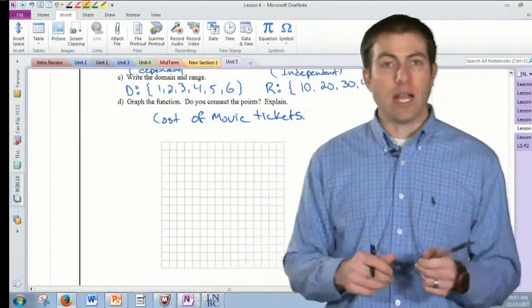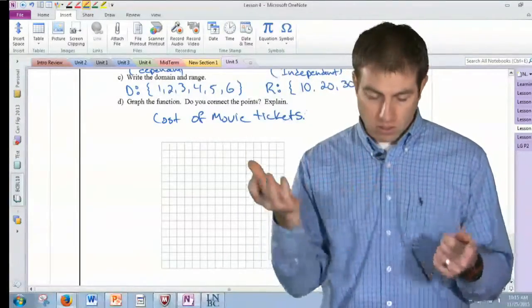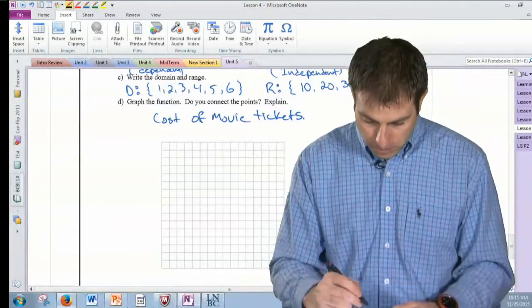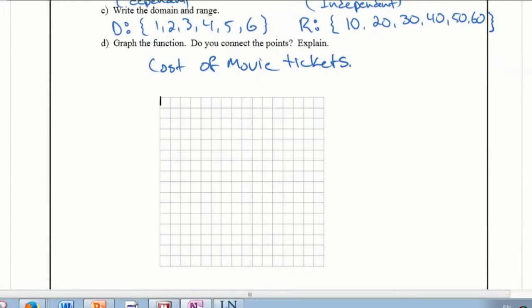All right, any graph is going to need a vertical axis and a horizontal axis. So I'm going to pull out my trusty ruler, draw my vertical axis, and I will draw my horizontal axis.